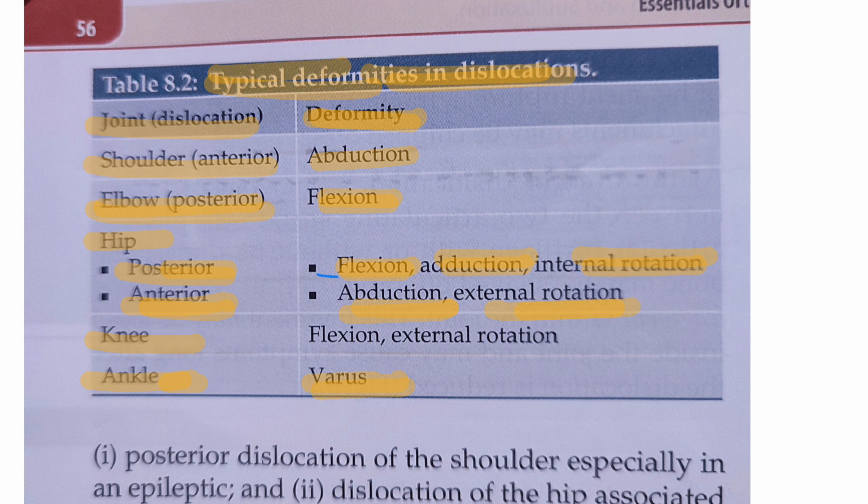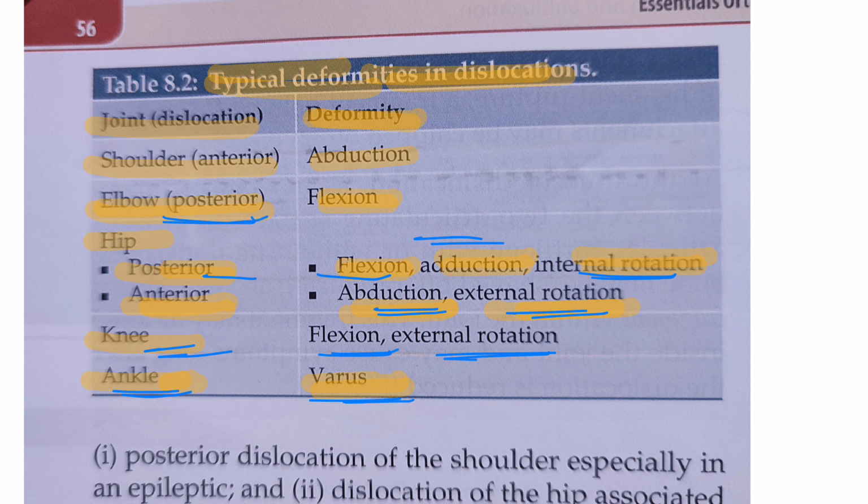So the difference is flexion in posterior and internal rotation. And next one is adduction for posterior, and for anterior dislocation, external rotation and abduction. And last, knee flexion and external rotation. And for ankle, varus will occur. For elbow posterior, flexion deformity, and shoulder anterior is abduction deformity.